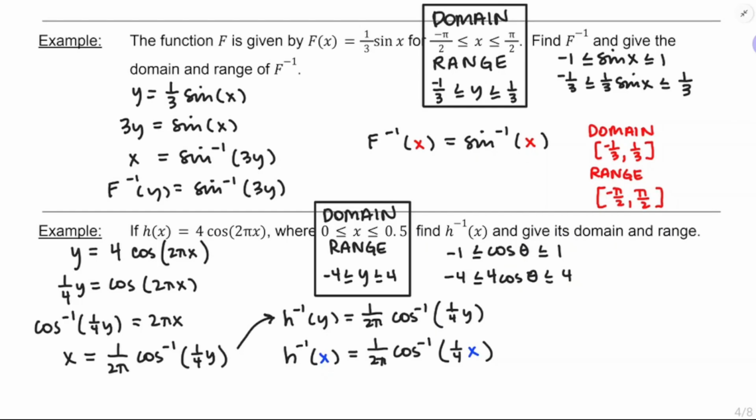The domain of h inverse will be the range of h, which is negative 4 to 4. And the range of h inverse will be the domain of the original h, which would be 0 to 0.5. And that's it. That's all I got for you.